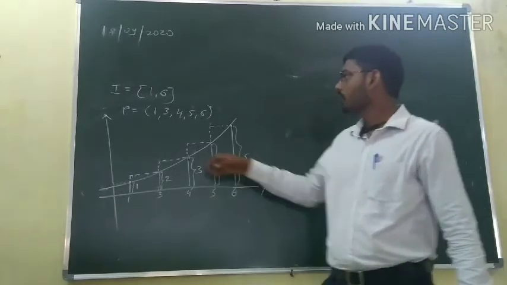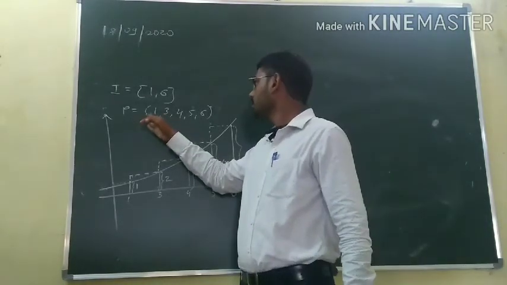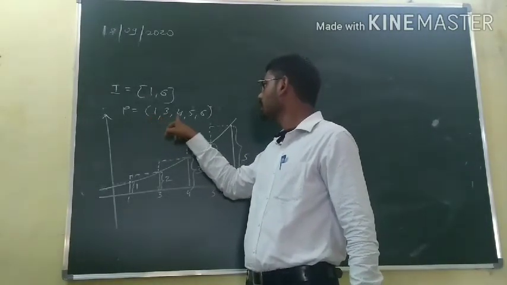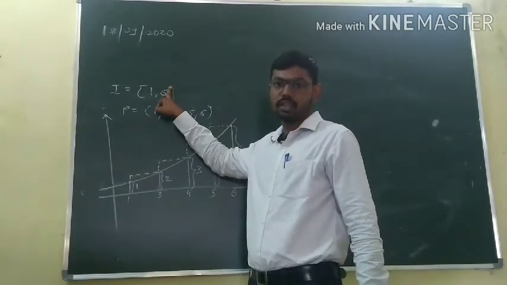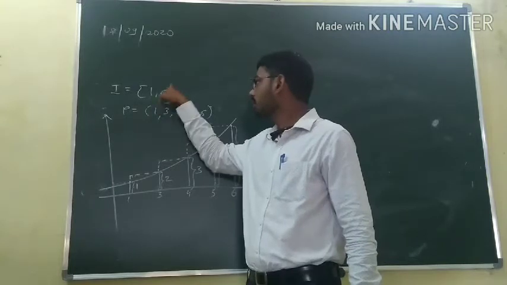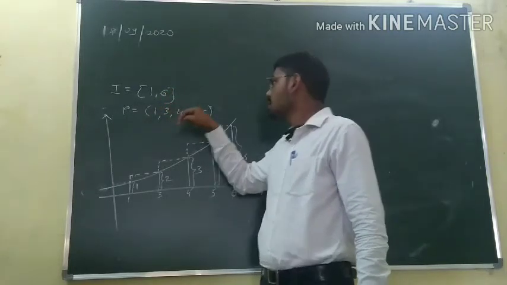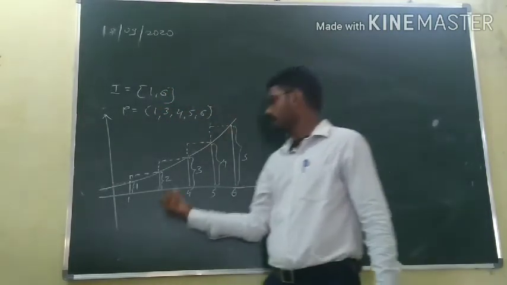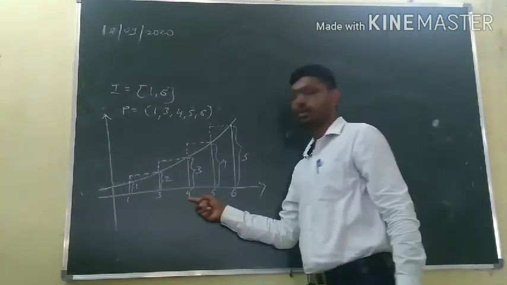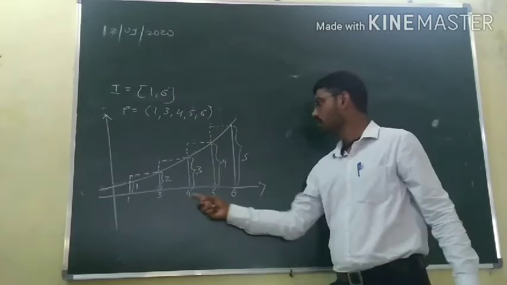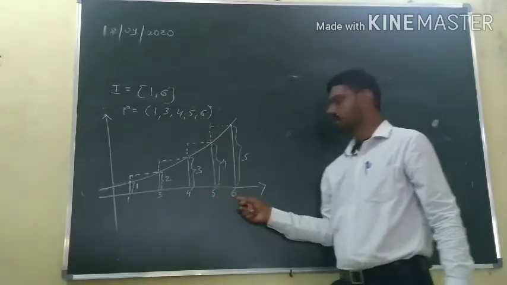And we have also been given the partition such that the points are 1, 3, 4, 5, 6. So this partition divides this interval into segments or sub-intervals. What is the first segment? It is 1 to 3. Next 3 to 4. Next 4 to 5. And last 5 to 6.